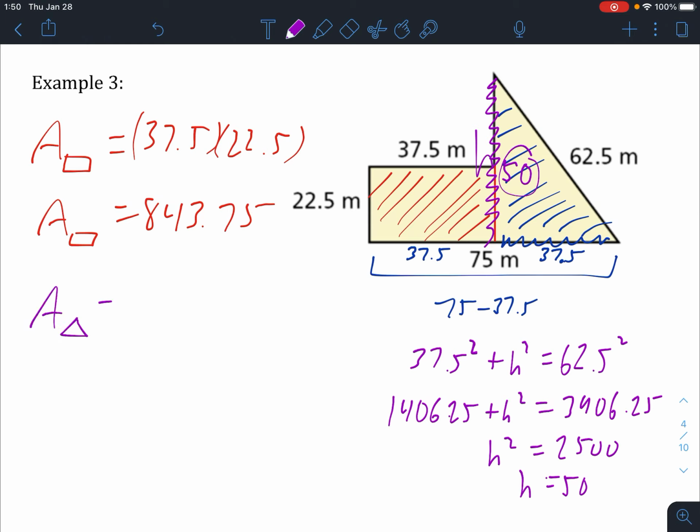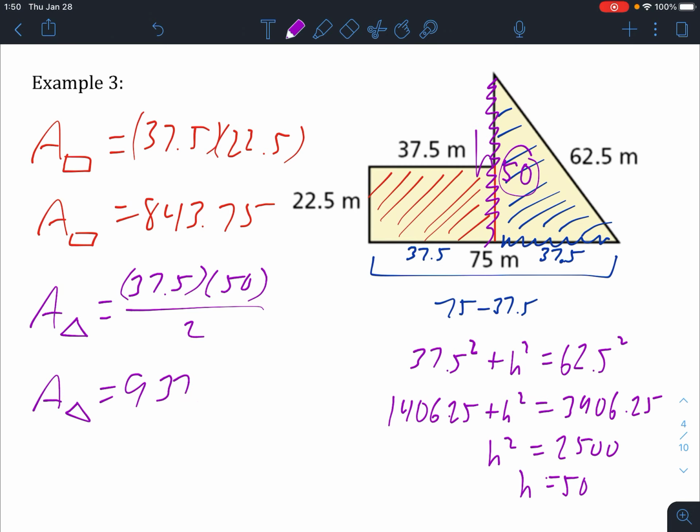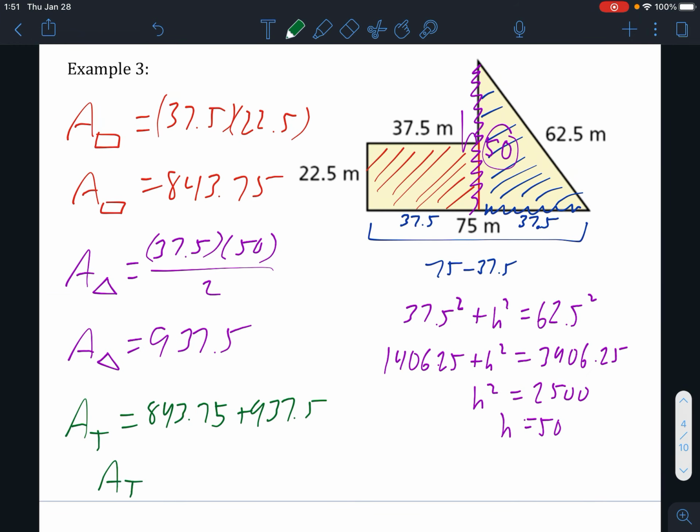So in the area of a triangle, we're going to do base times height over 2. And our triangle's area is 937.5. So then for our total area, we'll take 843.75 and we'll add it to 937.5. And we get our total area is 1,781.25, or if you want to round to the nearest tenth, it'd be 1,781.3 square meters.